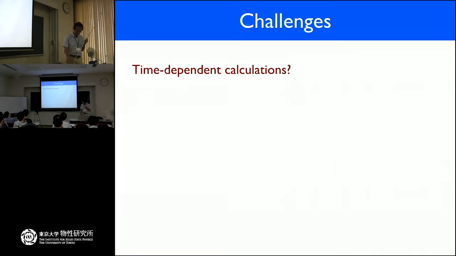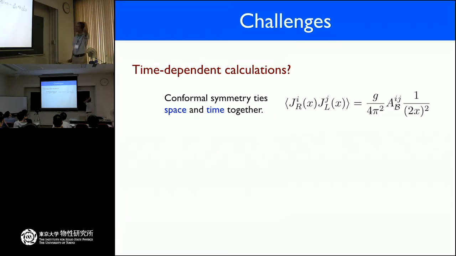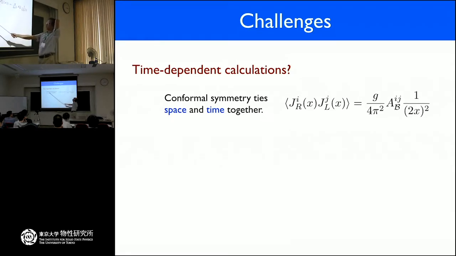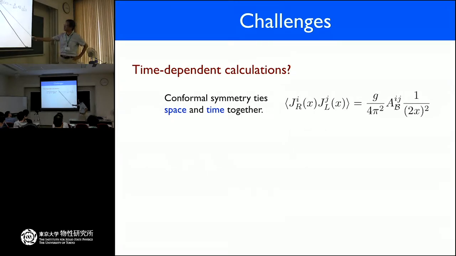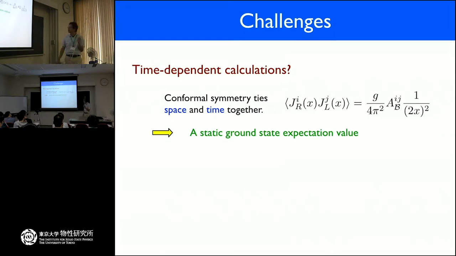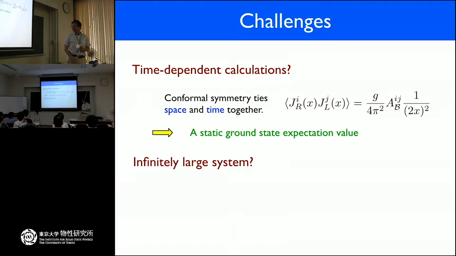The first one, one can exploit this conformal symmetry, because the Luttinger liquid has this conformal symmetry. So basically, you can just calculate a spatial correlation, and you do a conformal transformation, it'll give you the correlator you want. Okay? So we don't really need to do a time-dependent calculation, at least for this case. So we just need to get the spatial correlation. Okay. And this becomes much easier, because this is just a static ground state expectation value, at least in the linear response region. The more challenging one is how do you deal with the infinitely large system?